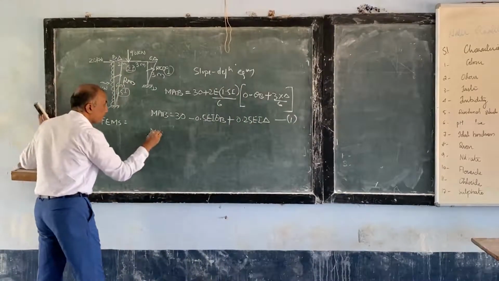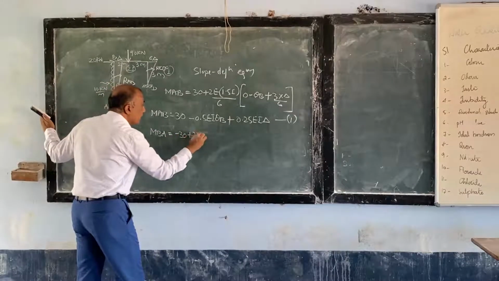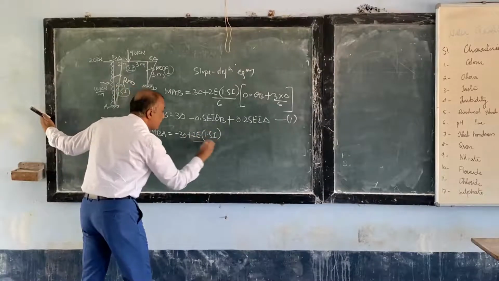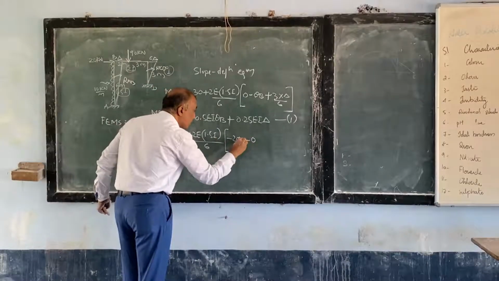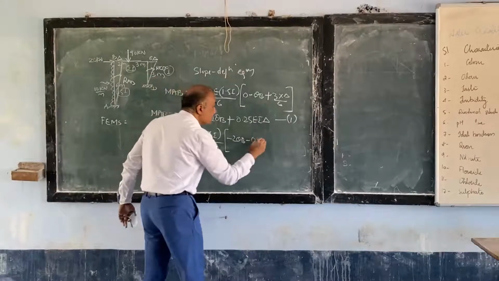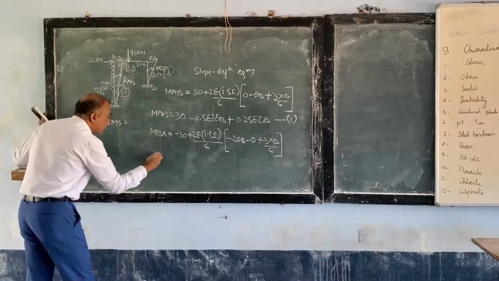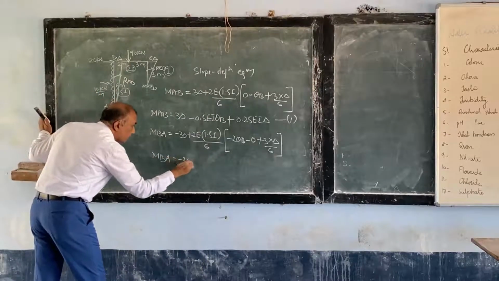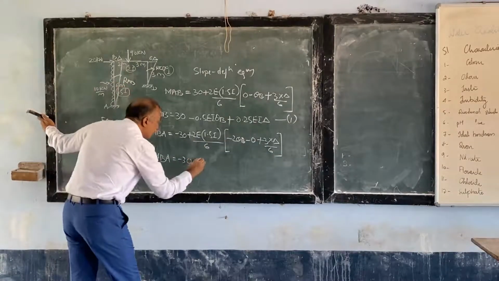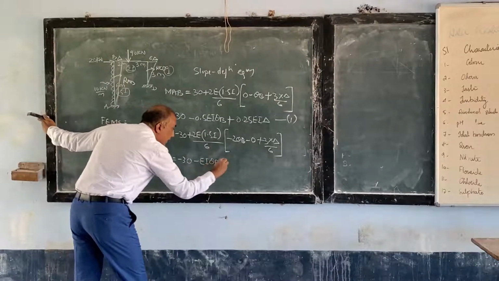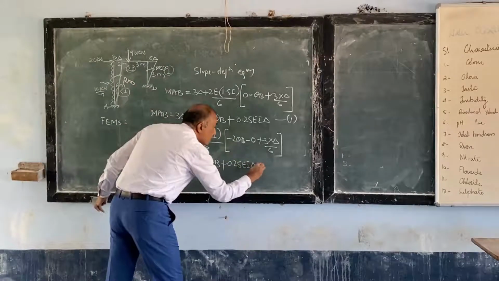Then MBA. MFBA is minus 30 plus 2E into 1.5 I divided by L, 6, into bracket 2 theta B minus theta A (0), plus 3R, again delta upon 6, 3 delta by 6. So you are going to get MBA equal to minus 30. 2 into 1.5 is 3 by 6, 0.5 into 2, minus EI theta B. It remains same, 0.25 EI delta. So this is your equation 2.